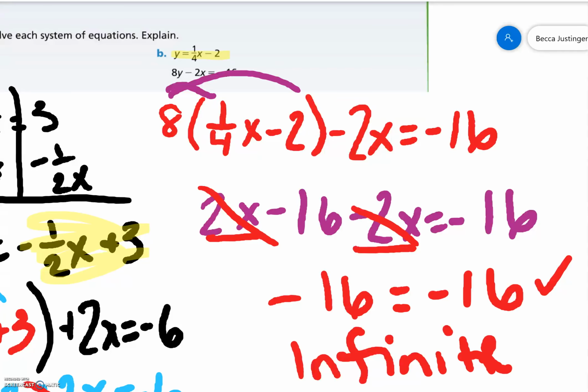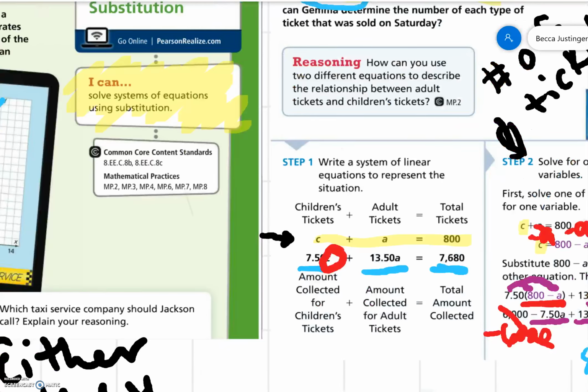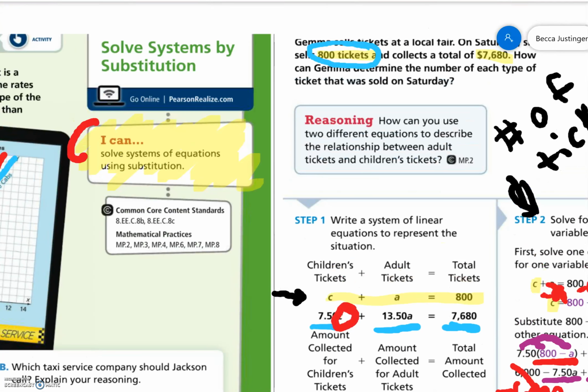All right, 8th grade, let's say it. I can solve systems of equations using substitution.